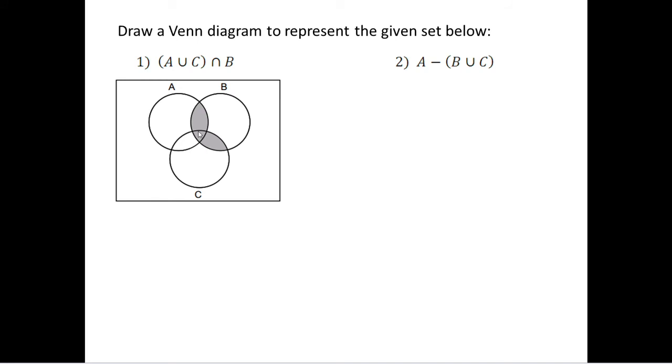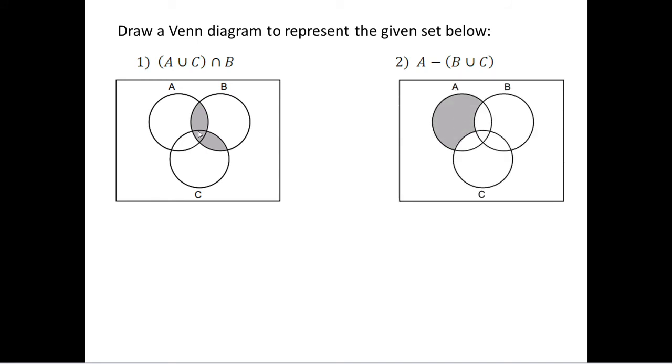Next, how do we represent A minus B union C, or the difference of A and the union of B and C? This is how we do it. We have set A minus the union of B and C. So set A is subtracted by the union, or everything covered by B and C. So A minus the union of B and C is represented by the gray part, or the shaded region.